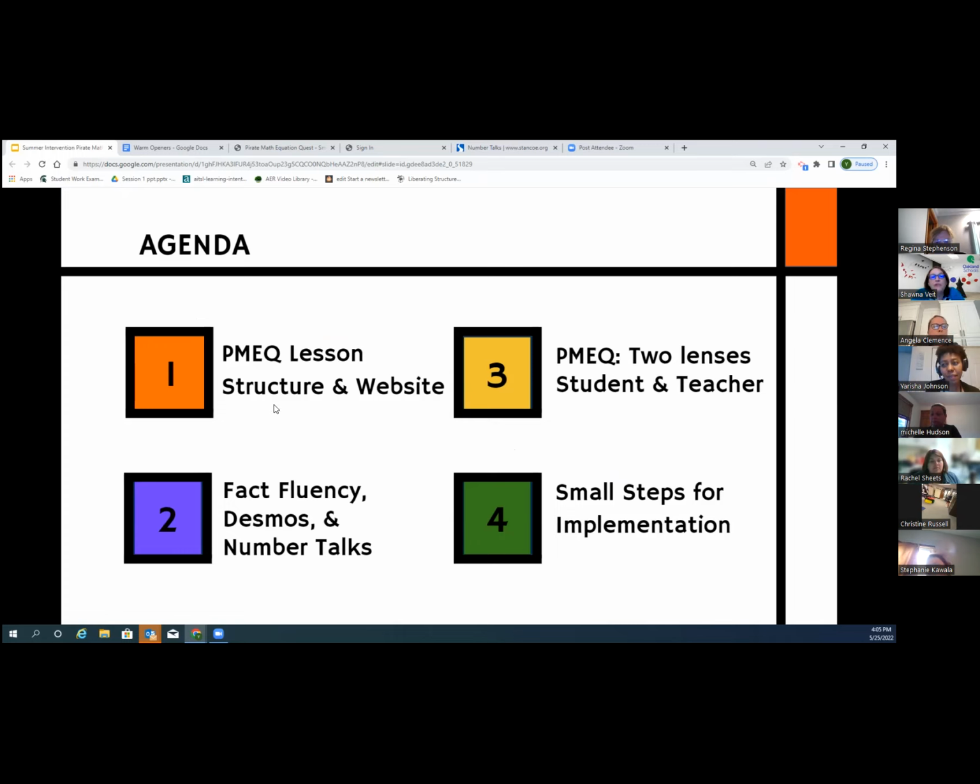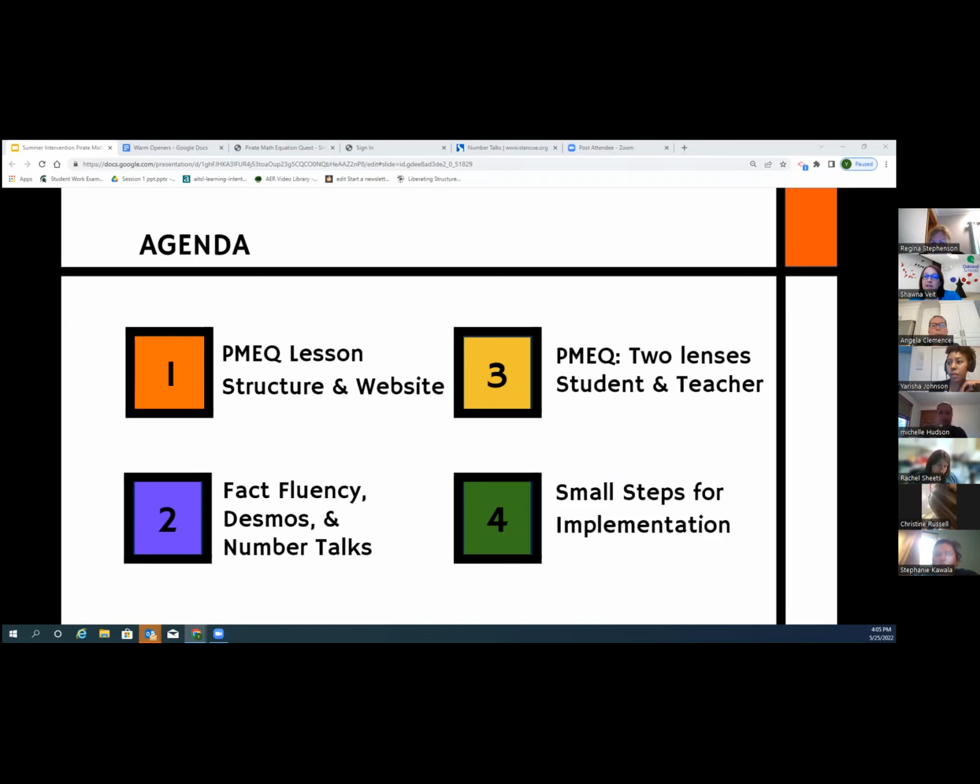We're just going to talk about 4 big ideas today. We're going to talk a little bit about the lesson structure. And this is, again, a research validated intervention that was recommended by MDE for moving kids forward, the idea of acceleration. And it was also recommended by What Works Clearinghouse as a high level of evidence.